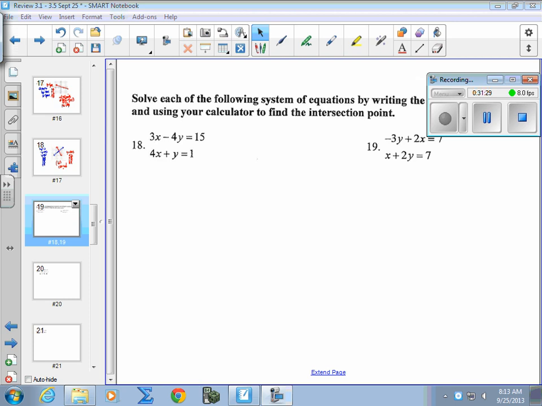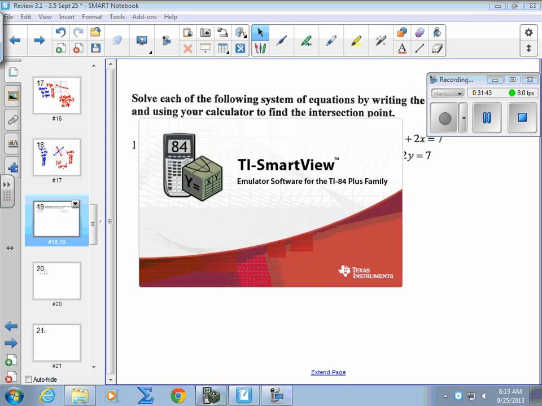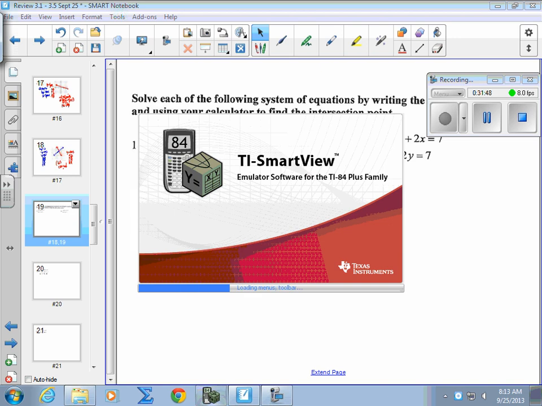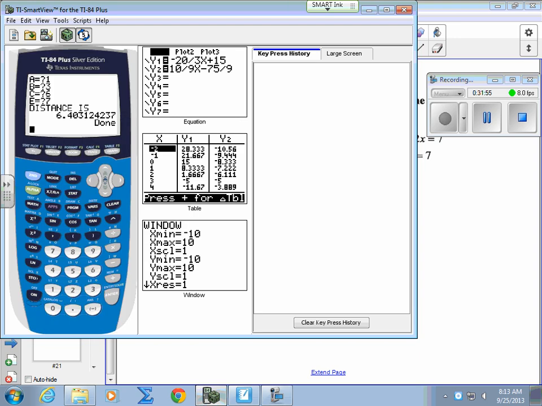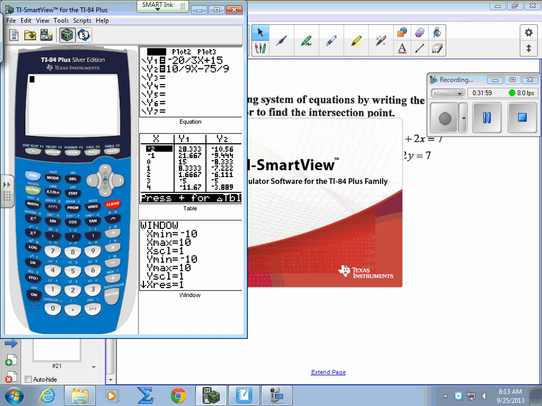Alright, so problem number 18, we're going to solve using Cramer's rule on your calculator. I don't have Cramer's rule on my calculator, so I'm just going to walk you through the steps. The first thing you want to do is go to Program. You want to choose Cramer, not Cramer's rule 3, but Cramer. Cramer solves two equations with 2 variables. Like I said, I don't have it, but you want to go to Program and choose Cramer.